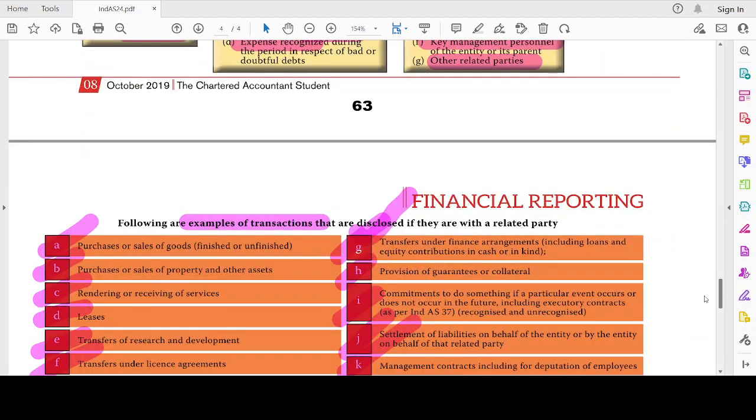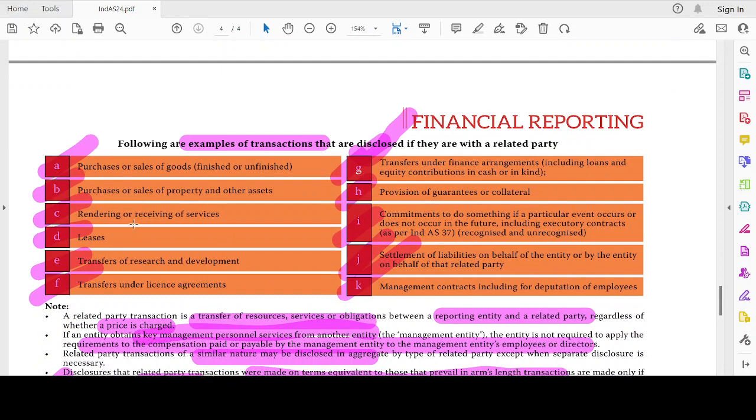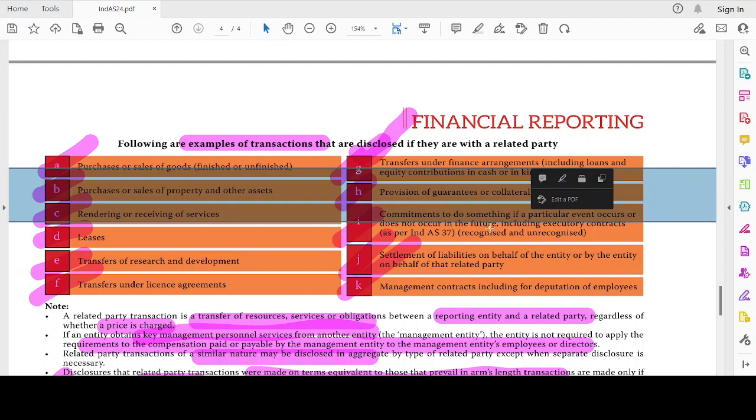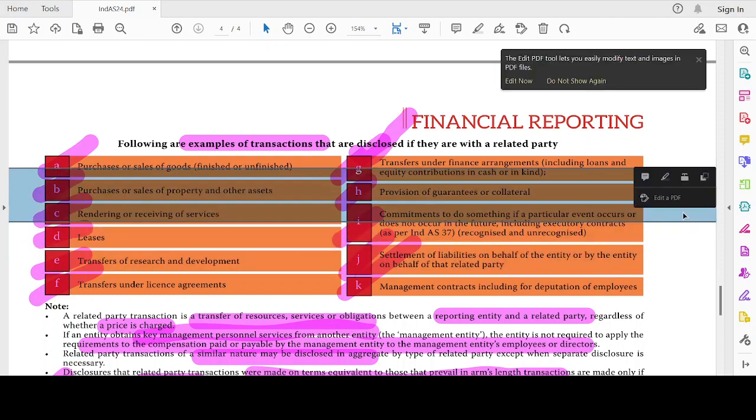Okay. Now, for example, the below transactions are to be disclosed if they are with a related party. For example, purchase or sale of goods, purchase or sale of property or any other asset, rendering or receiving some services, leases, research and development transfer, license agreements, finance agreements, and then guarantees, collaterals, commitments. Okay, to do something if a particular event occurs or does not occur. It's like executory contracts, like conditional contracts. If something occurs, I will do this. If something does not occur, I will do this.